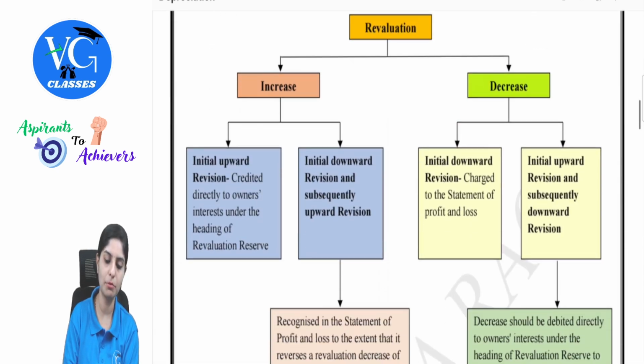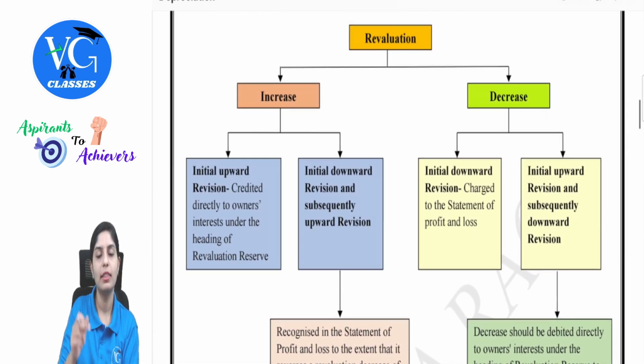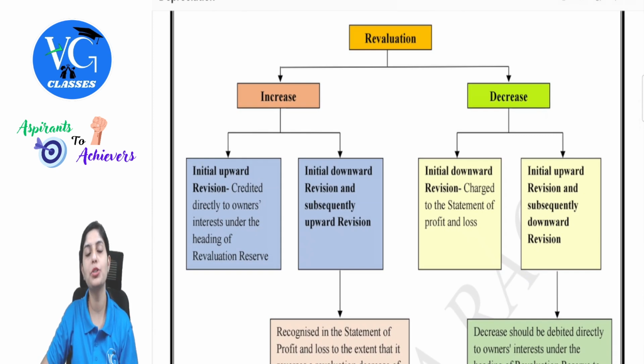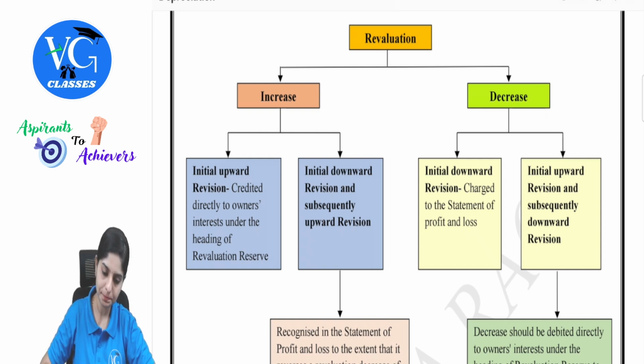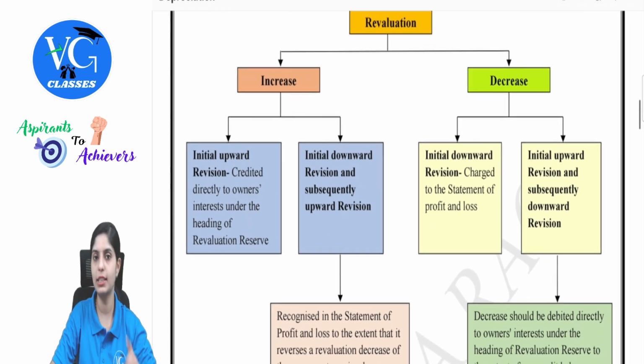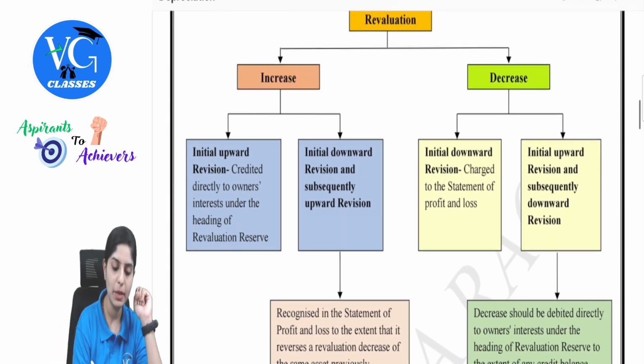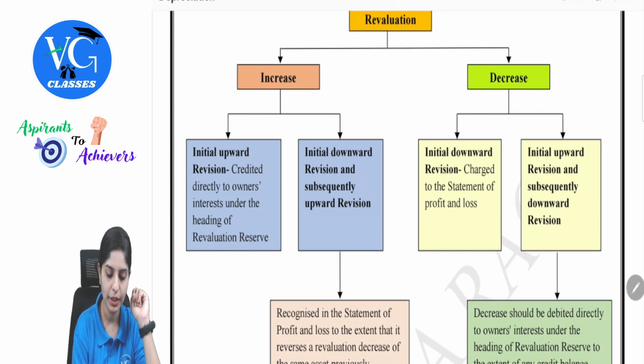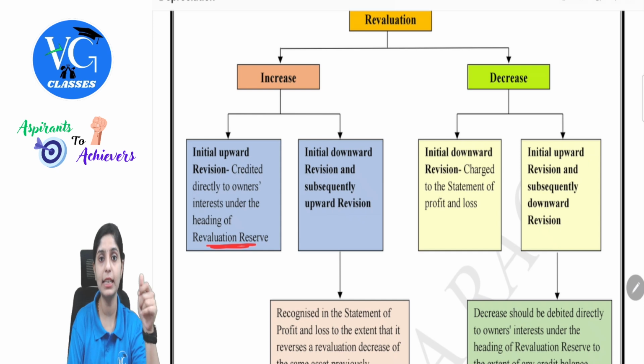The question here comes, when this revaluation impact should be shown in the subsequent years. How to record this? See, first we'll understand the case with respect to an increase in the revaluation, I mean to say an increase in the asset balance. Initially, that is the first time, it will be credited to which account? Revaluation reserve. Whatever increased balance will be credited to revaluation reserve. Now this was the first time.